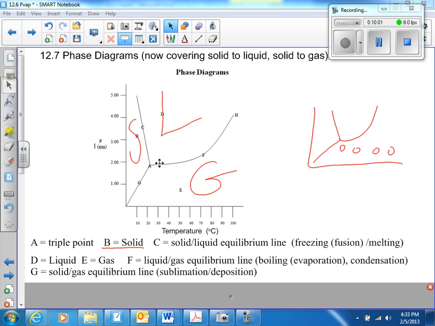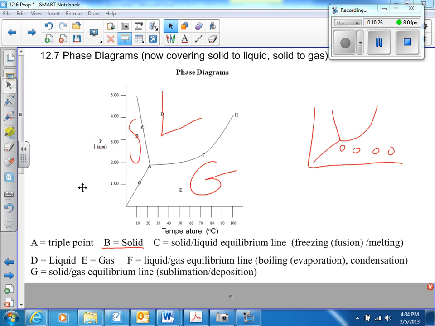Along a line, you are at equilibrium between two phases. So line F would be the liquid-gas equilibrium, line C, solid-liquid equilibrium, line G, solid-gas equilibrium. And the names for these transitions are also listed here. Freezing, melting, boiling, condensation, sublimation, deposition. These are usually new terms for students.